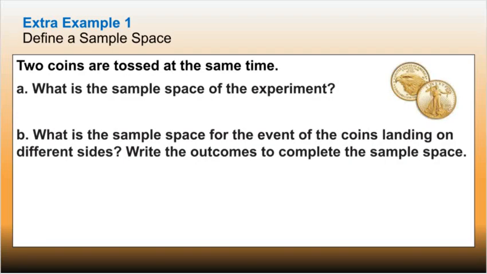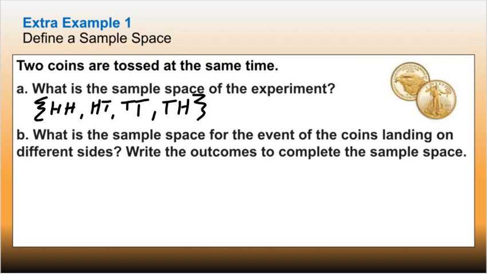Moving on to our next example. 2 coins are tossed at the same time. What is the sample space of the experiment? So if we are tossing 2 coins, our possible outcomes could be, so you have 2 coins, so you could get both heads, you could get heads, tails, you could get tails, tails, or you can get tails, heads. Those are the possible outcomes you could get.